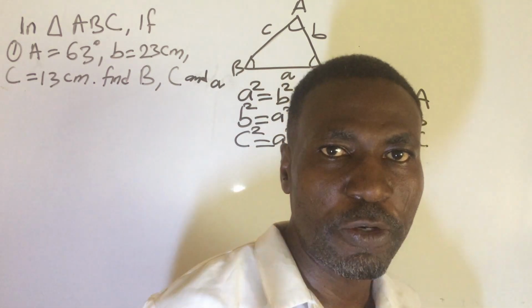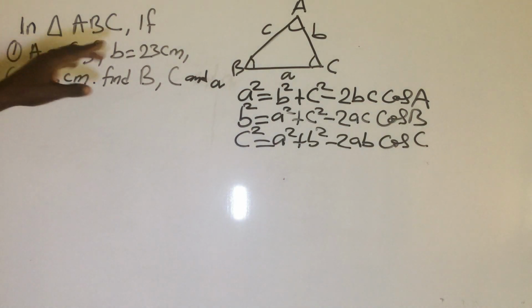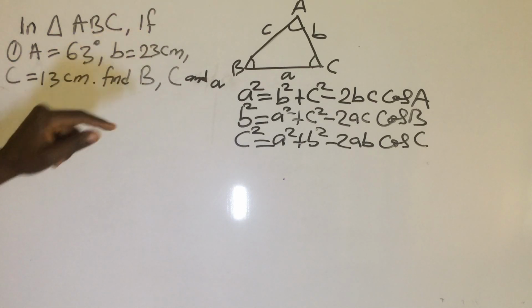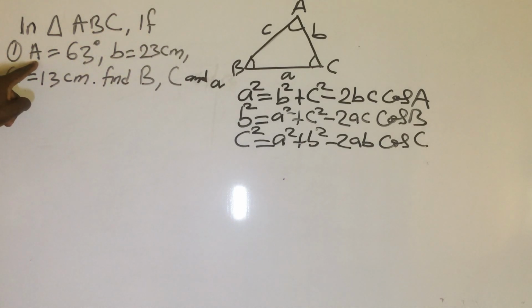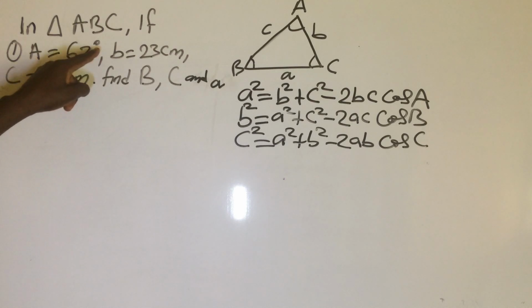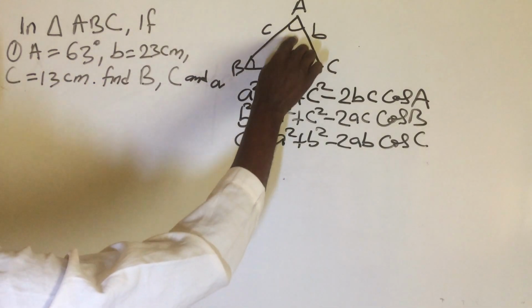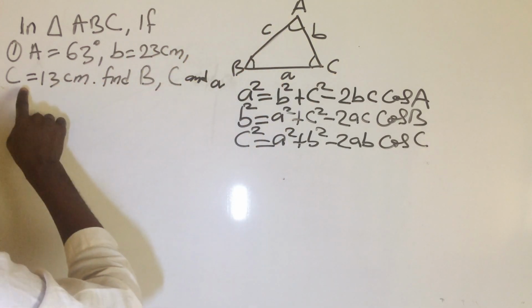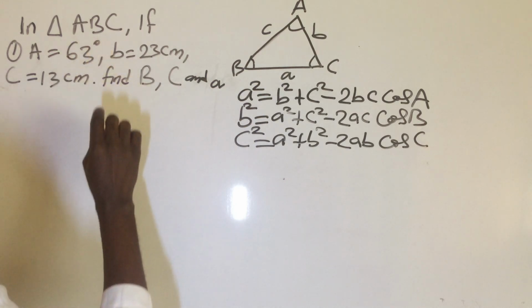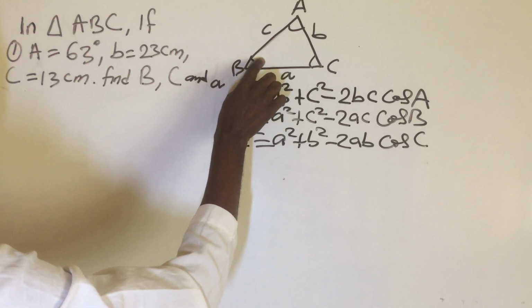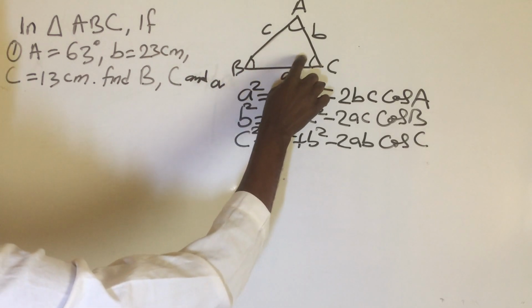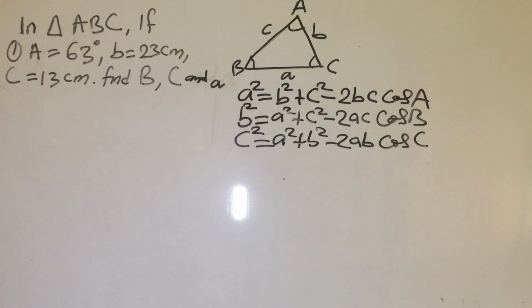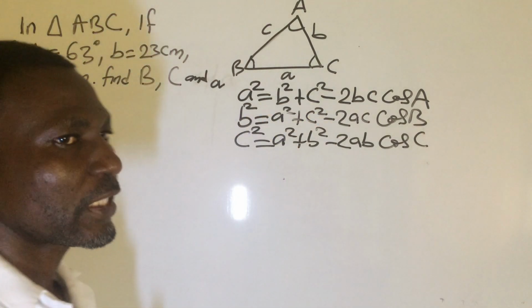Look at one of the questions on board, which I will treat. The question says, in triangle ABC, number 1, A equals 63 degrees, that is this angle, then B, which is this side, to be 23 cm, then C, which is this side, to be 13 cm. The question says we should find angle B, angle C, and also the side A. Without wasting much of our time, we will make use of these formulas to get them.